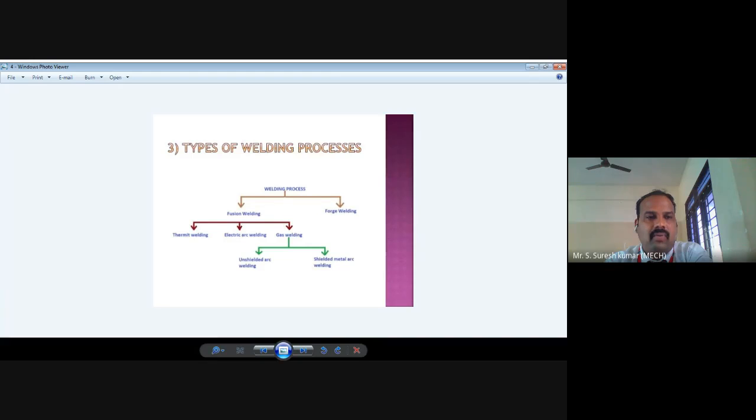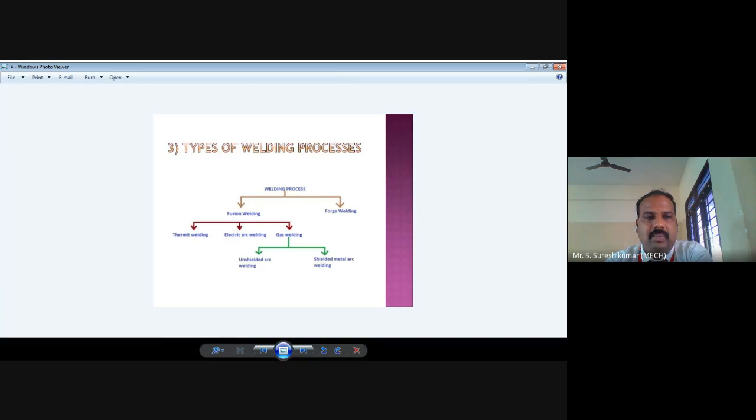The limitations of welded joints: first, it has poor vibration damping characteristics. The second limitation is that welding results in thermal distortion of the parts, thereby inducing residual stresses. Therefore, it needs stress relieving heat treatment. The third limitation is that the quality and strength of the welded joint also depend upon the skill of the labor.